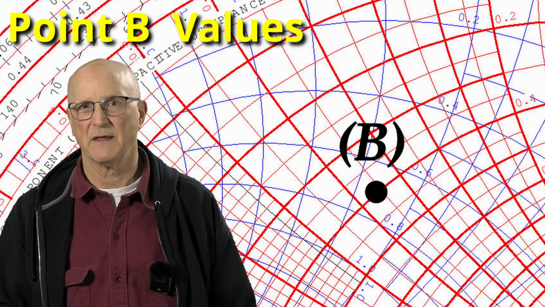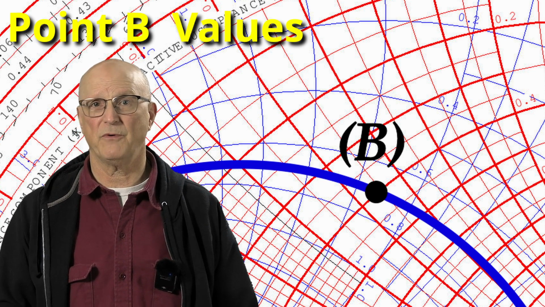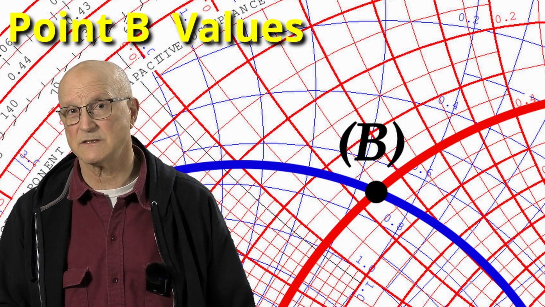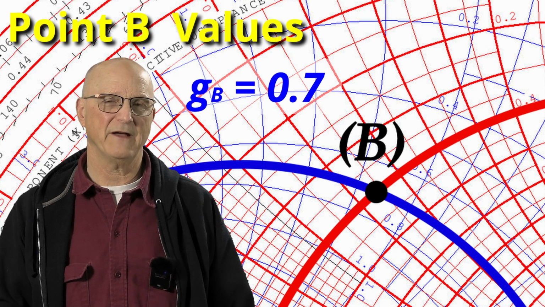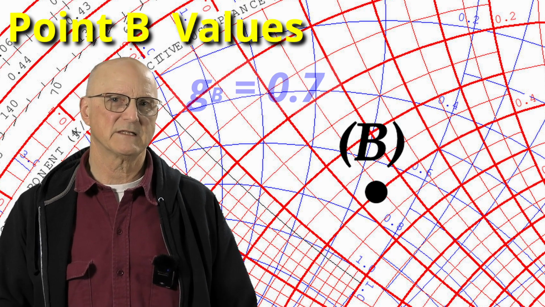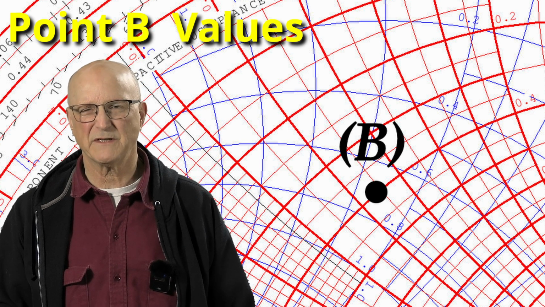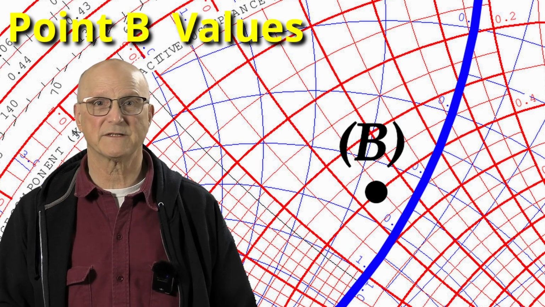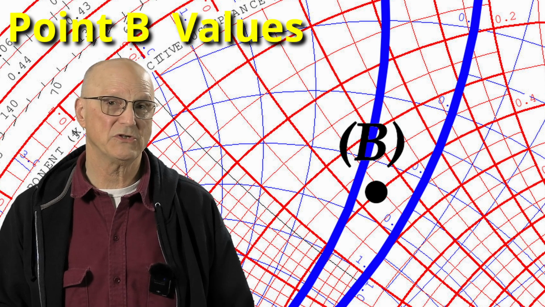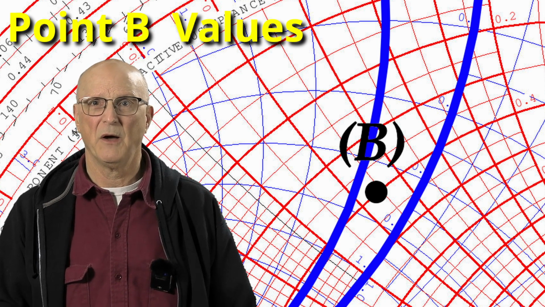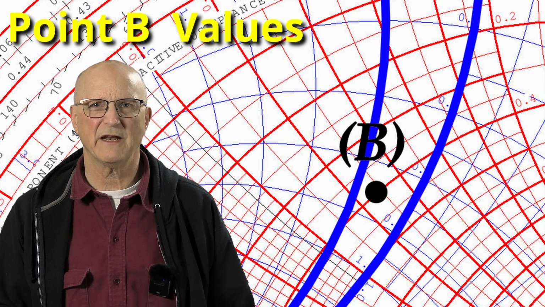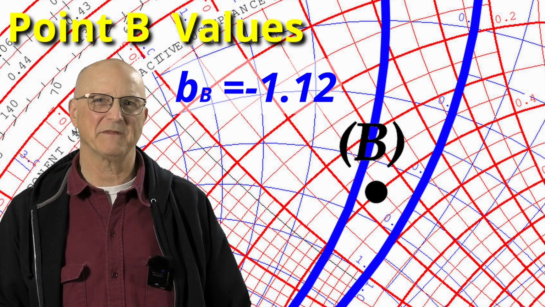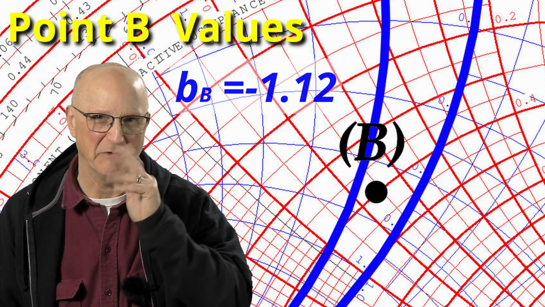Now for the admittance. Because this is where the 0.7 constant conductance circle crosses the 0.4 constant resistance circle, I already know the conductance value is 0.7. The susceptance is going to be a bit more of a challenge. It is a little bit more than halfway between the minus 1.0 and the minus 1.2 constant susceptance arcs. My calibrated eyeball tells me that it should be about minus 1.12. Actually, I used a little bit of math on that one.